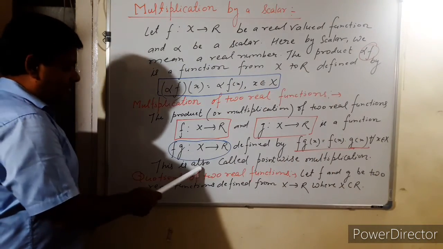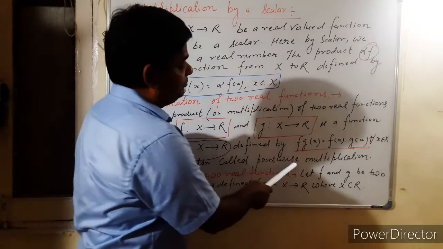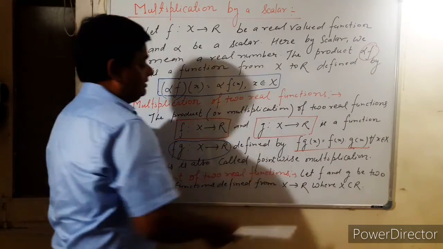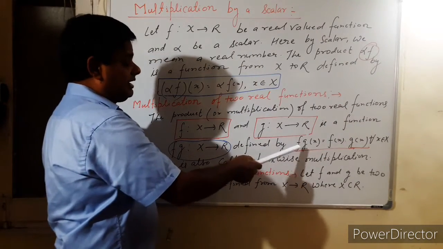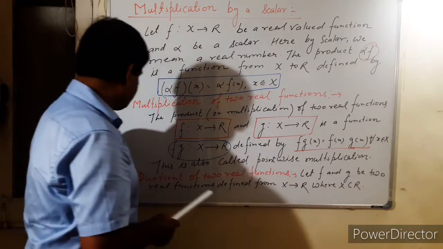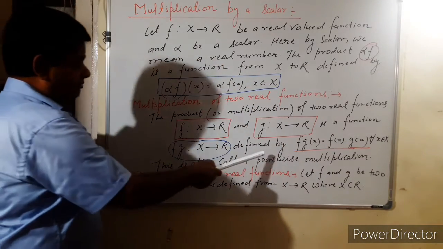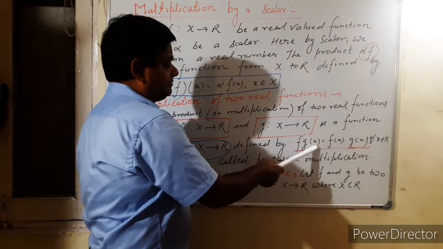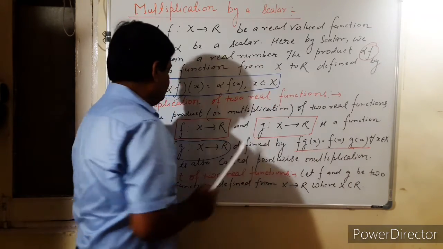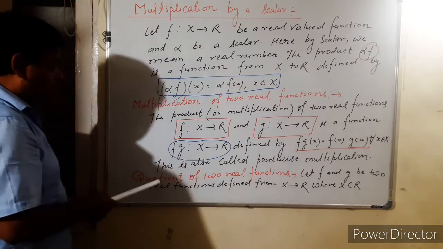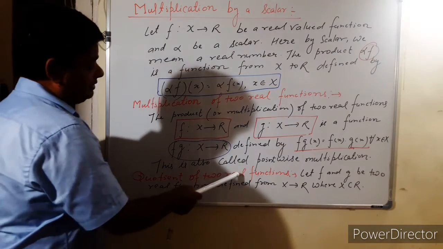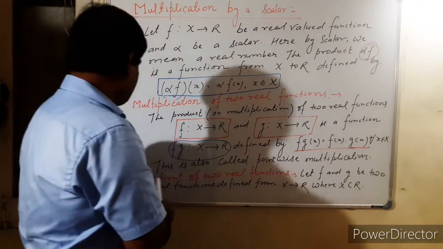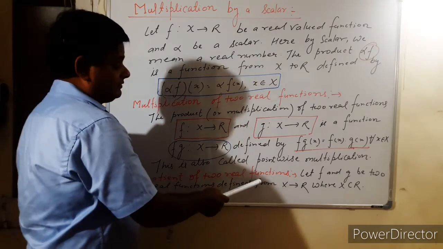This is also called point-wise multiplication. It means you have to write f(x) into g(x). So this is the formula, you have to always keep this in mind. (fg)(x) means f(x) into g(x).